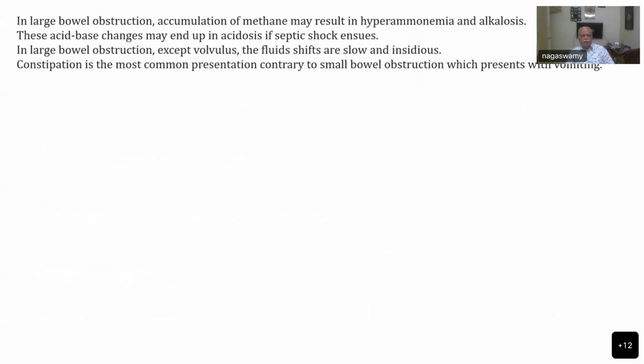And in large bowel obstruction, accumulation of methane may result in hyperammonemia and alkalosis. So there are various patterns which happen according to the level of obstruction. The acid-base changes may end up in acidosis if septic shock ensues. So if the ABG shows acidosis, then you have to think of septic shock also. In large bowel obstruction, except volvulus, the fluid shifts are slow and insidious, and constipation is the most common presentation, contrary to small bowel obstruction, which presents with vomiting more commonly.